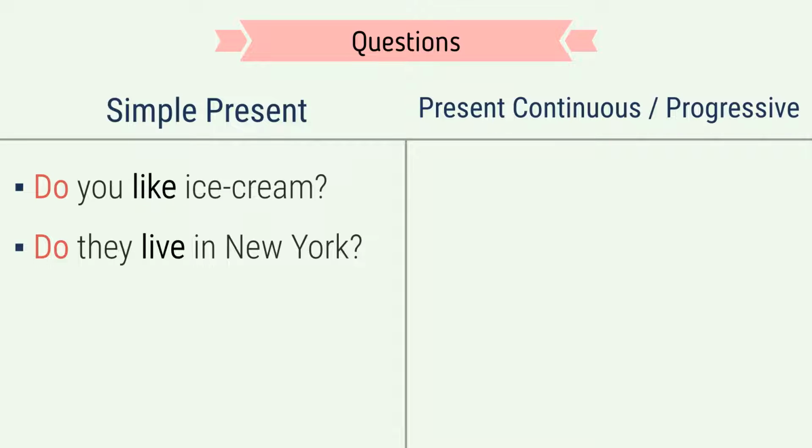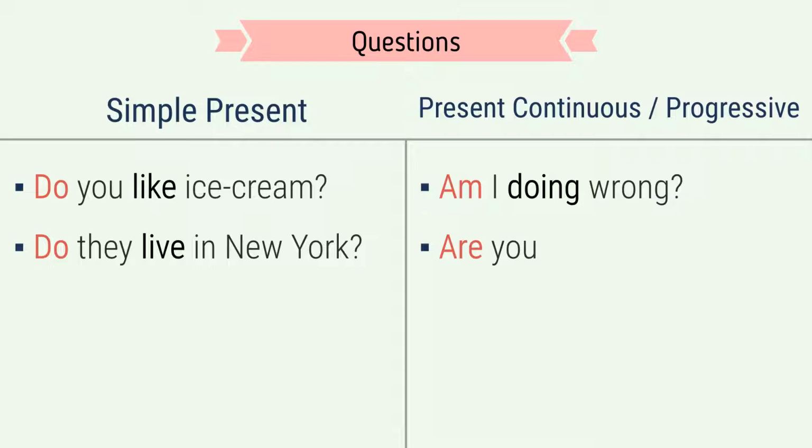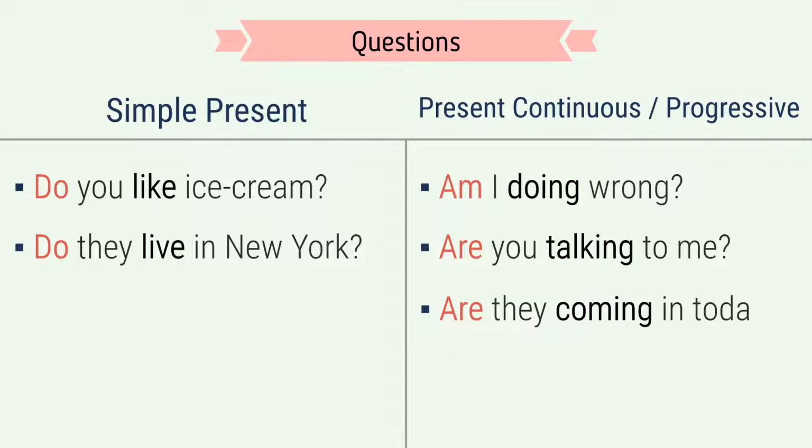For present continuous or progressive, we use our be verb: am, is, are. For example, am I doing something wrong? Are you talking to me? Are they coming in today?